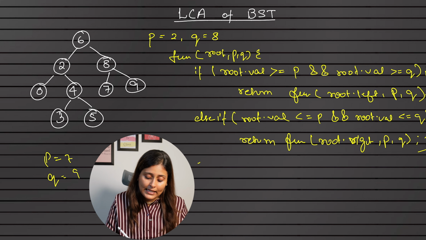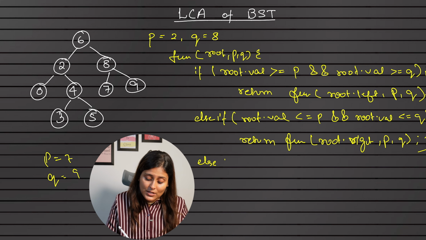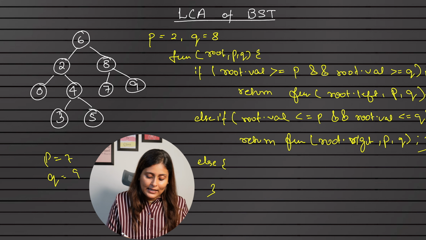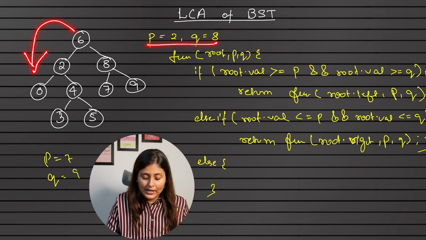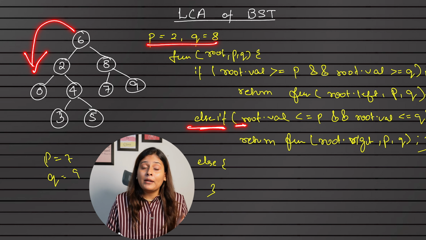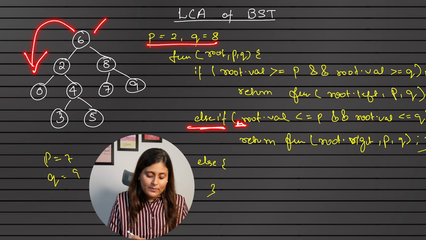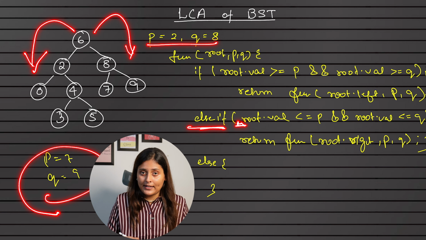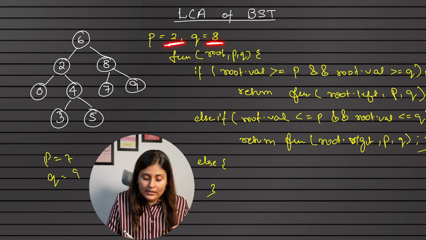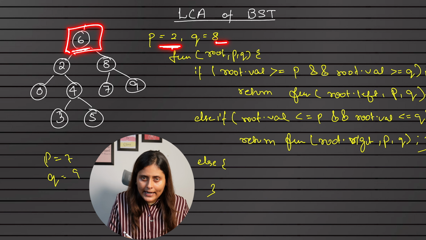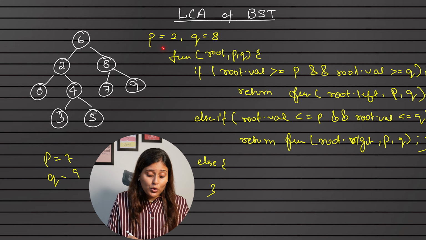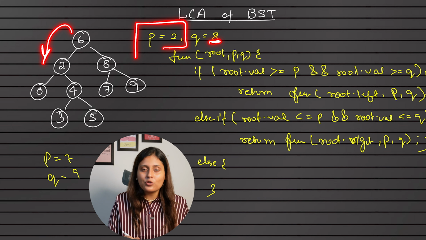That's it. And in the else case, basically this if case will run when both P and Q lie towards my left side. This else if case will run when both my P and Q lie towards my right side, in the case of 7 and 9. But this else case will run when, like in this case, 2 and 8. So we will say: is my 6 greater than 2? Yes. Greater than 8? No. It means 2 lies towards my left side, but 8 does not lie.